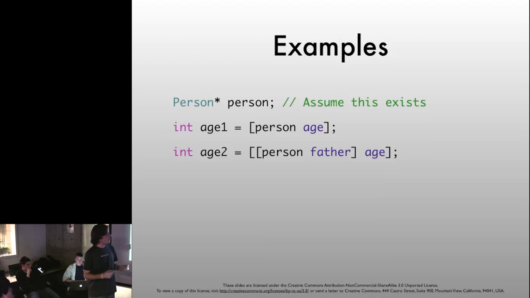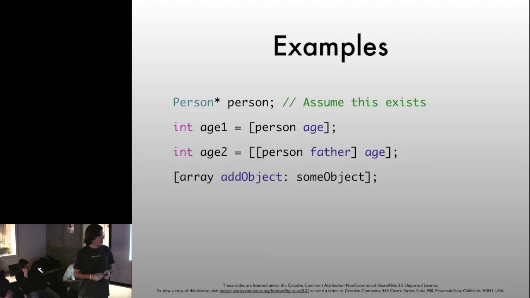Okay, like I've mentioned before, these calls can be nested. So if our person class has a method father that returns another person object that's the father of that person, now we have another person object, we can send a message to that. And so we can nest these method calls. Does that make sense? Okay, and here is a method with one parameter. So we have some array that we want to add an object to. We say addObject colon, and then the object we want to add to the array.